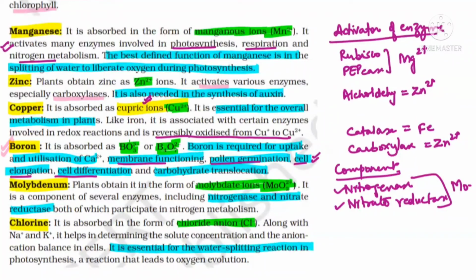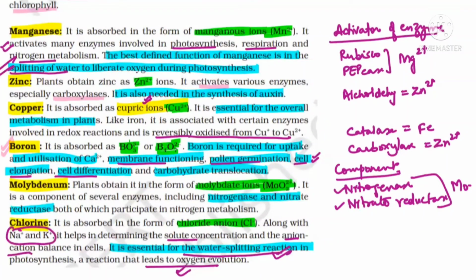Water splitting, if you remember, we have studied manganese. Please focus, beta. Manganese is the one responsible for splitting of water. And along with manganese, chlorine also takes part in the splitting of water. So both participate in the splitting of the water molecule, which leads to oxygen evolution. Is it clear? And along with sodium and potassium, it maintains solute concentration, meaning anion-cation balance, which is responsible for osmotic potential.